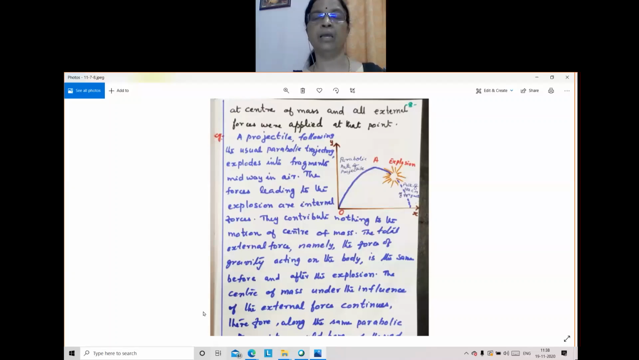What is your idea? I am asking your idea. I told you the motion of center of mass is not affected by internal forces. It is affected only by the external forces acting on the system. Before explosion, it was moving along a parabolic path. So, after explosion, what do you think? In which direction will the center of mass move? What will be the direction of motion of center of mass? What is your idea?